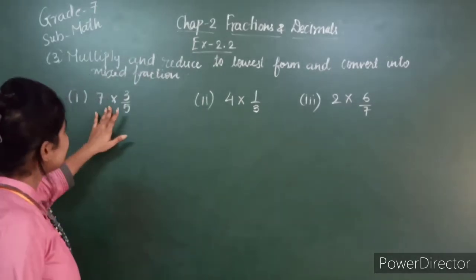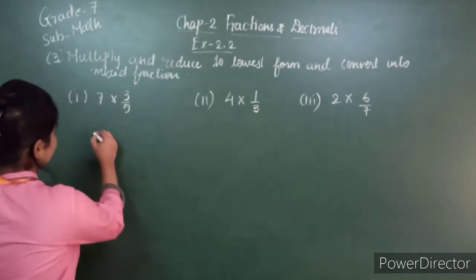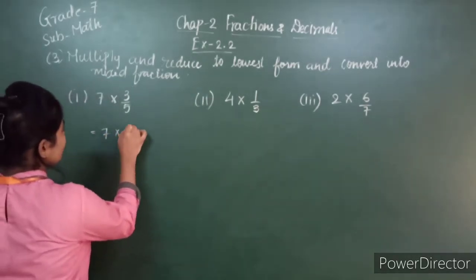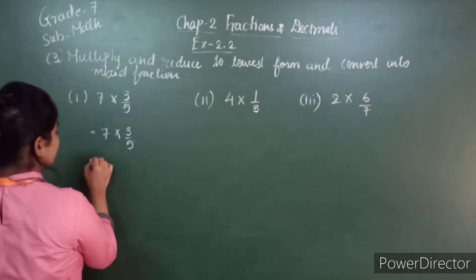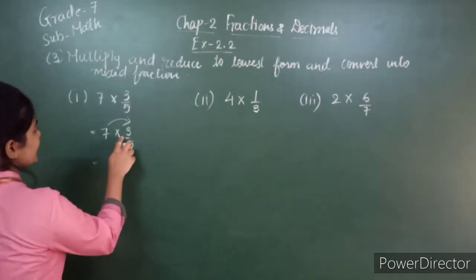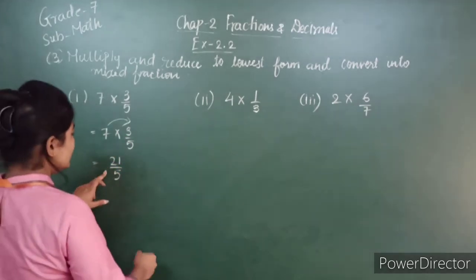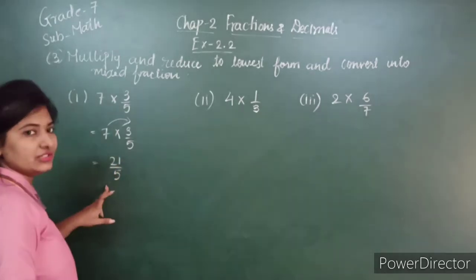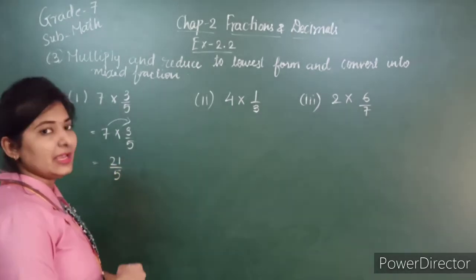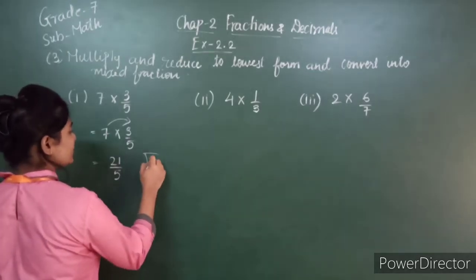So here 7 into 3 upon 5 is given. So what we have to do first, 7 into 3 upon 5. First of all we have to multiply these two numbers. So 7 3s are 21 upon 5. So here the numerator is bigger than denominator, so it comes in improper fraction. So we have to convert this into mixed fraction.